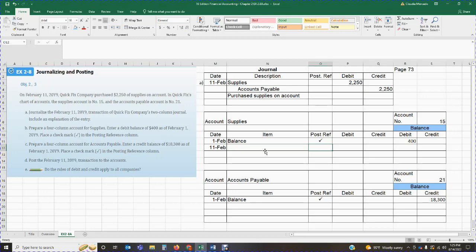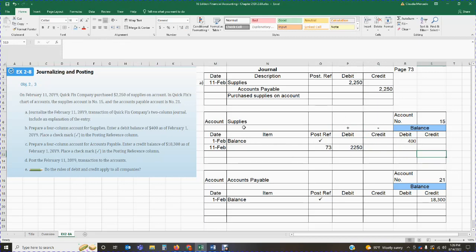For my post reference, we're going to copy the journal page number. What journal page number do I have here? I've got journal page 73. And I've got a debit of $2,250. So I'm going to put that in my debit column, $2,250. Now, supplies is an asset account. A debit will increase it. A credit will decrease it. This is where you should know the normal balance of the account. Now, supplies had a beginning balance of $400.